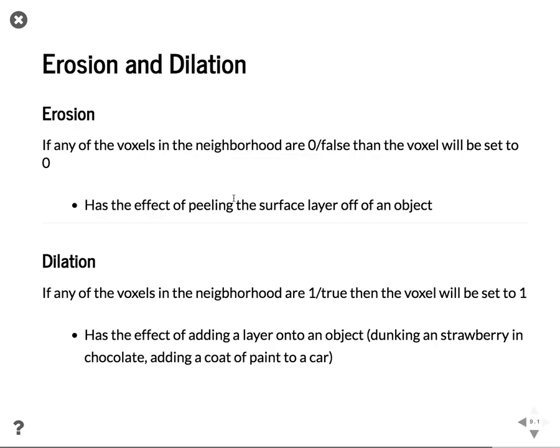So for erosion and dilation, erosion is fairly simple: if any voxels in a neighborhood are 0 or false, then the voxel will also be set to 0. This can be imagined as peeling a layer off the surface of an object. Dilation is very similar, but the opposite. What you do is add a layer back.